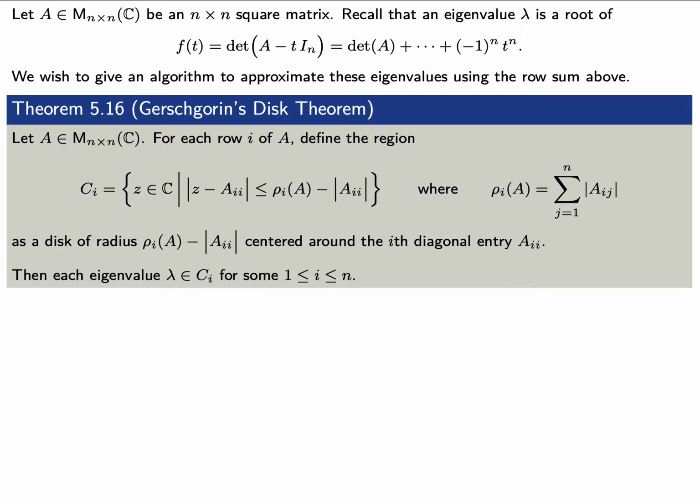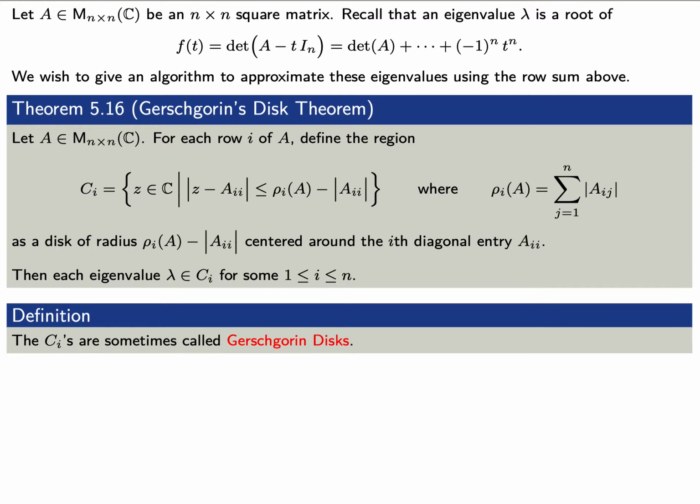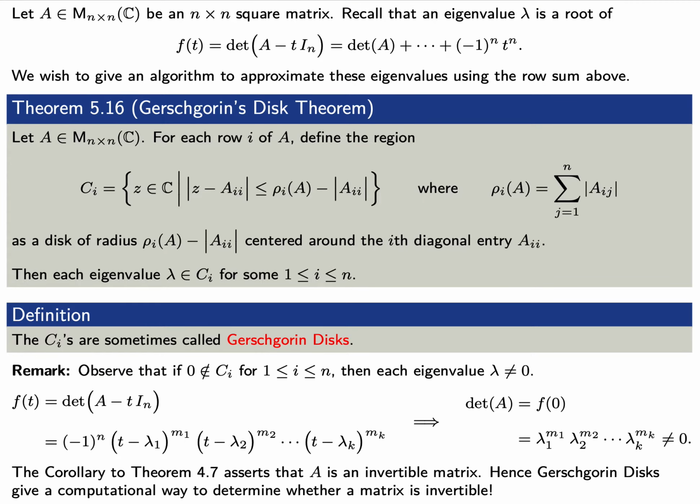The theorem, namely Gershgorin's disk theorem, says that each eigenvalue lambda of A must lie in one of these disks, C_i. The C_i's are sometimes called Gershgorin disks. And notice that if 0 is not in any of these disks, then this gives us a quick way of determining when a matrix A is invertible. We'll use all of this today to talk a little bit more about properties of an infinite sequence of matrices.